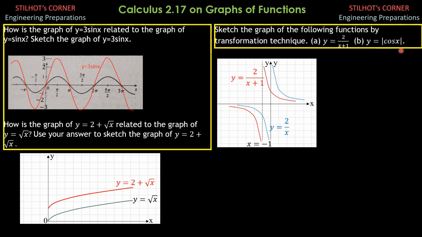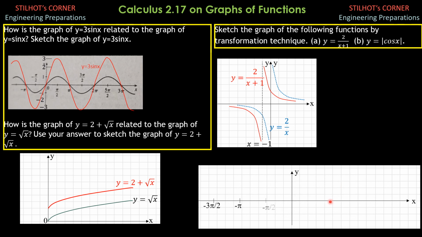For y equals absolute value of cosine of x, it means that the negative values of cosine, like when x is negative pi, it is -1. So let's have the graph of y equals cosine x first. It is 1 when x is 0. Negative pi, it is -1. Positive pi, it is -1. And 2 pi, 1, 0, 1. Cosine 0 is 1. Cosine of -2 pi, 1 again.